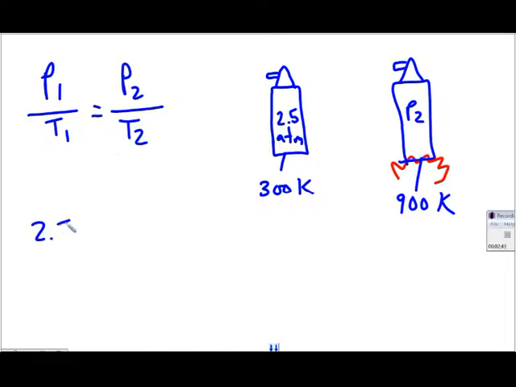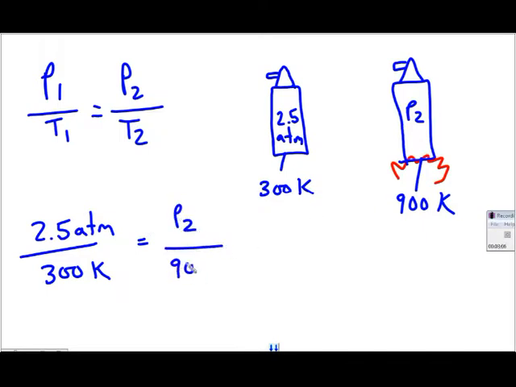And so we can plug these numbers into a formula here. The initial pressure of our can, the air inside the can, is 2.5 atmospheres. The initial temperature in Kelvin is 300 Kelvin. If it was in Celsius, I would have to add 273 degrees to it to make it Kelvin. We have to use Kelvin in temperature when doing these problems. Our final pressure we do not know, and our final temperature is 900 Kelvin. So we got proportions set up.